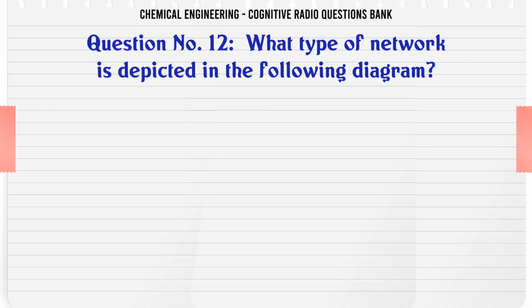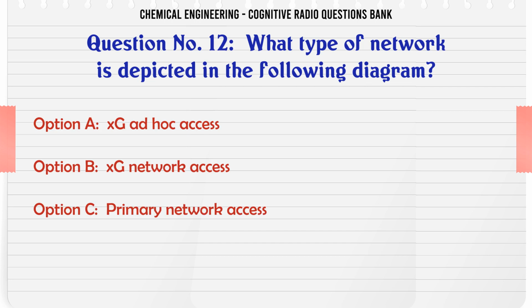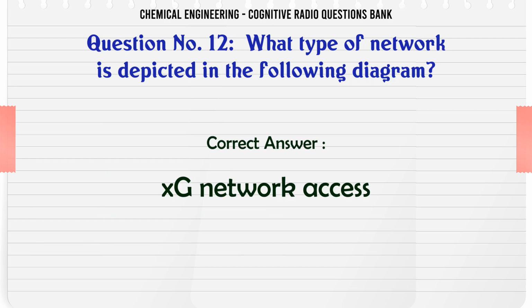What type of network is depicted in the following diagram? A. XG ad hoc access. B. XG network access. C. Primary network access. D. Secondary network access. The correct answer is XG network access.